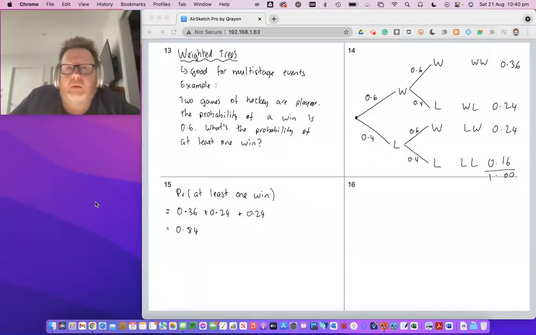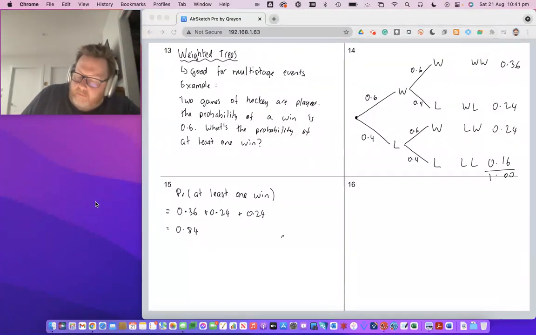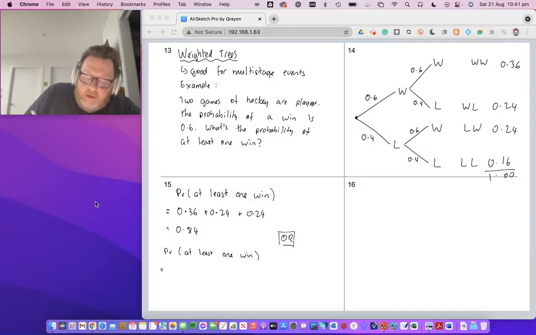0.84. Done. But there is an alternative that we could have used instead, and it is a little bit quicker to do. So pause the video and think, what's the other way I could have solved this? I wonder if you came up with this. So I'm going to put an or there. Or the probability of at least one win. It's a bit wordy to put this, but I'm putting it just for the sake of the notes, is equal to 1 minus the probability of no wins.